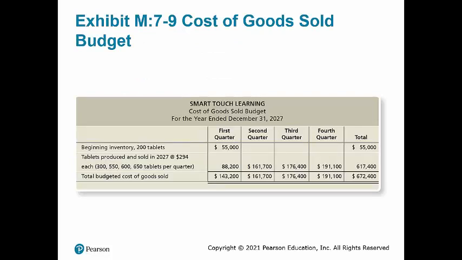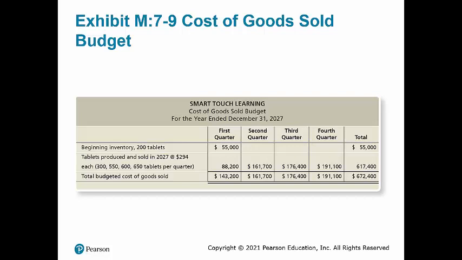If you remember back when we first completed the production budget, we were told that there were 200 tablets in beginning inventory. If we went back and looked at the balance sheet at December 31st, 2026, we would have found that the cost of the 200 tablets in finished goods inventory was $55,000. If Smart Touch Learning uses FIFO, first in, first out, we would say that those 200 tablets would have been sold first.